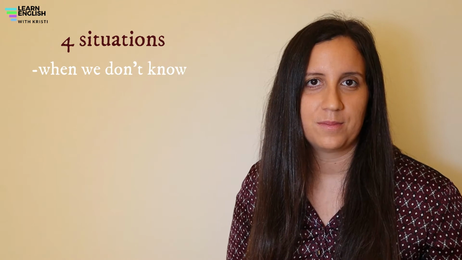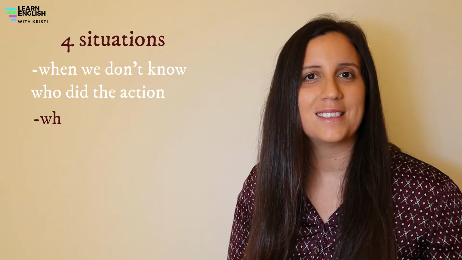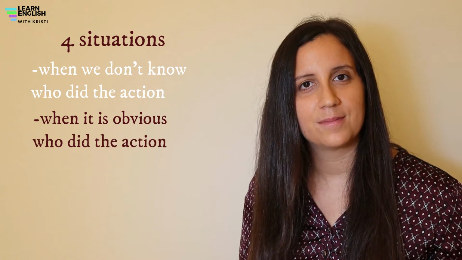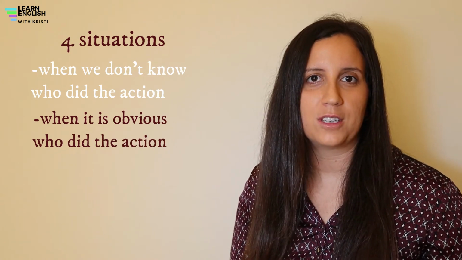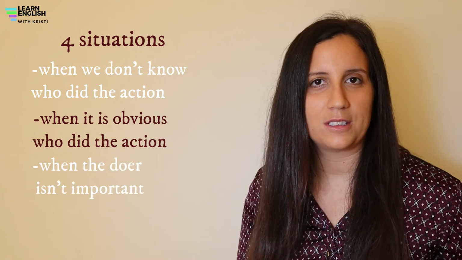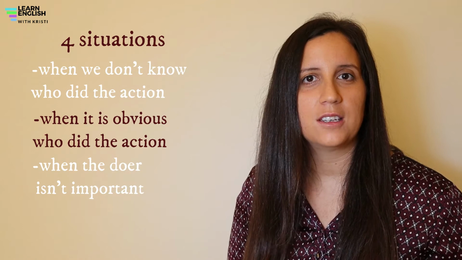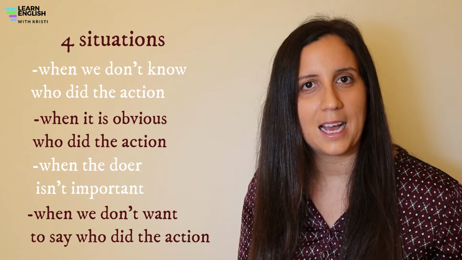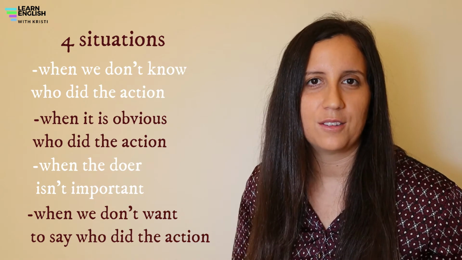So now that you know how to form the passive voice, let's go ahead and talk about when we would use the passive voice. There are 4 situations that I'll talk about today. In the first situation, we would use the passive voice when we don't know who did the action. We would also use it when it is obvious who did the action. Third, we would use the passive voice when the subject isn't important. And our fourth situation is when we don't want to say who did the action, like we don't want to blame somebody for a certain action.